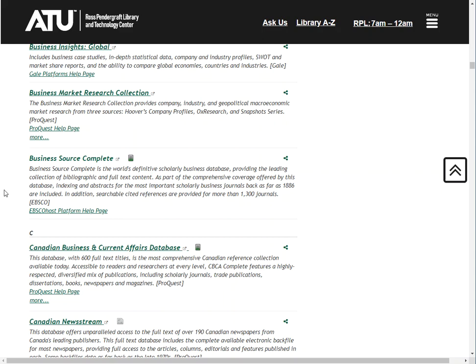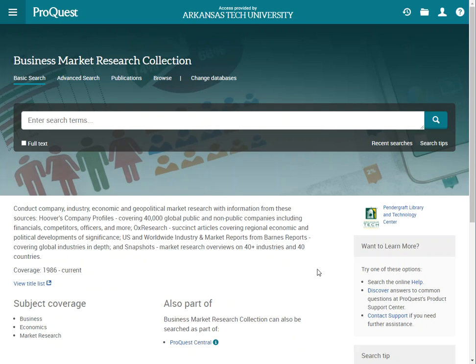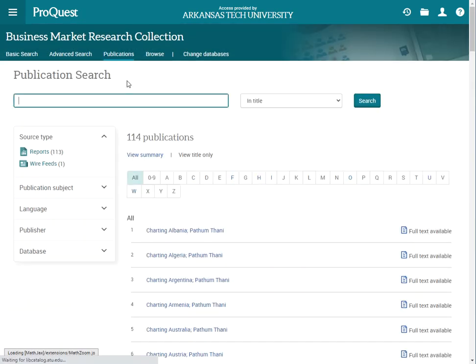So let's first go. This is the ATU A to Z library databases that you're familiar with. Let's first go to the Business Market Research Collection. And when you click on that, this is the page that you come up with. And you could start putting stuff in here, but here's what I'm going to suggest to you: that you go to the Publications page first. And there's 114 different publications. And one of those is going to include the Hoover's reports that you see in another video out there.